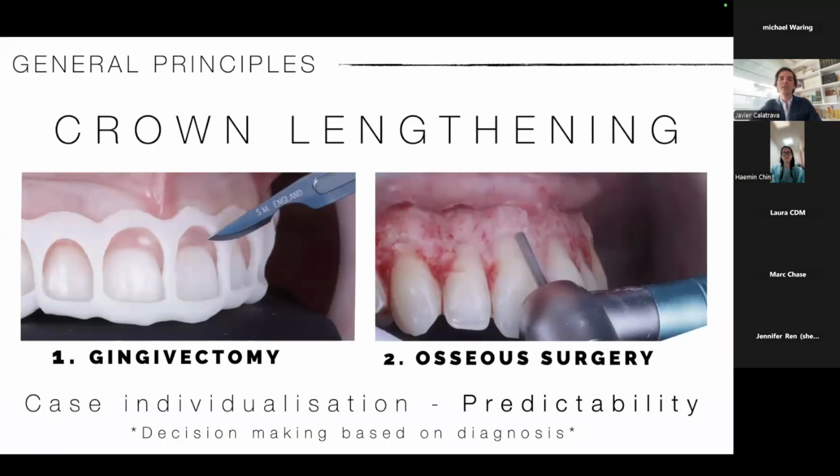So, as you can see, the steps to perform a crown lengthening are very, very simple. They're very simple skills that are, I'm sure, already within your abilities as residents of a perio program.